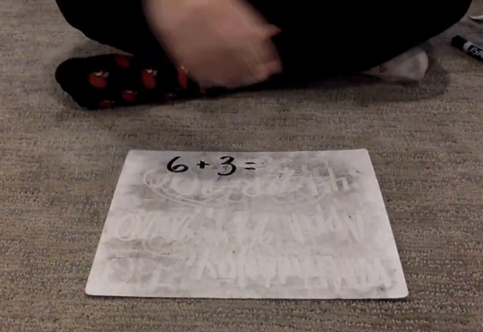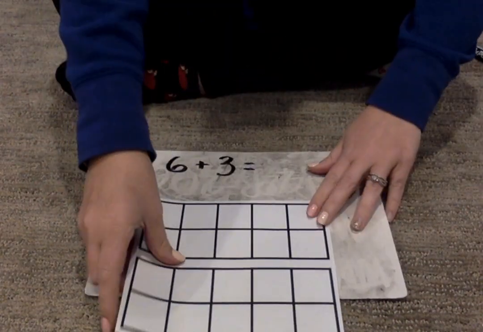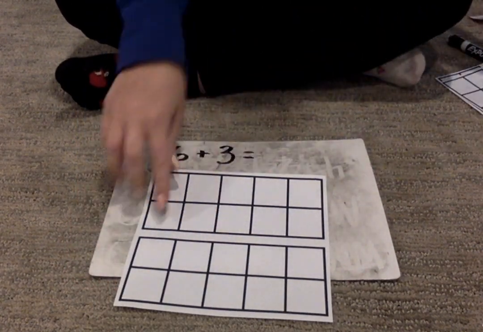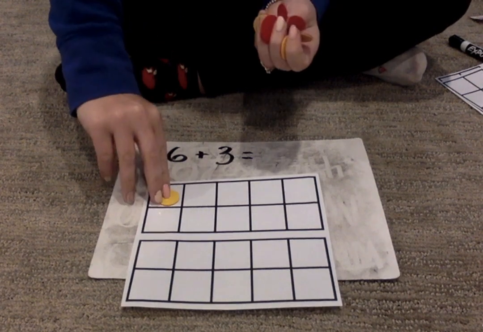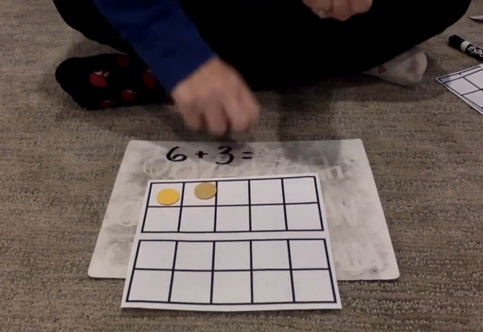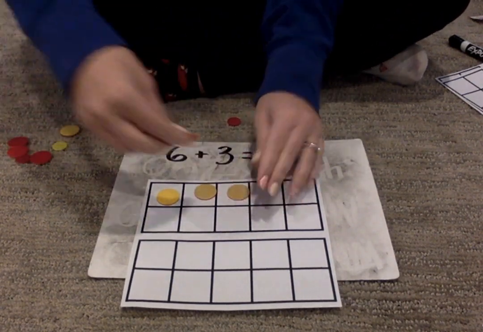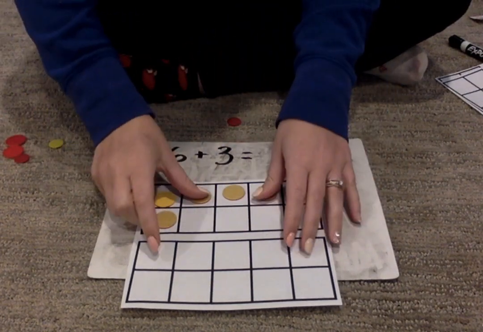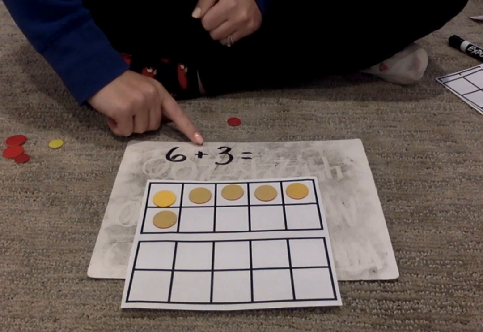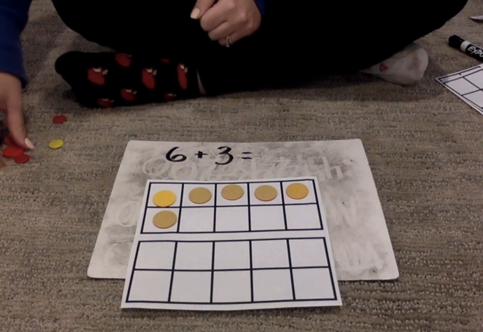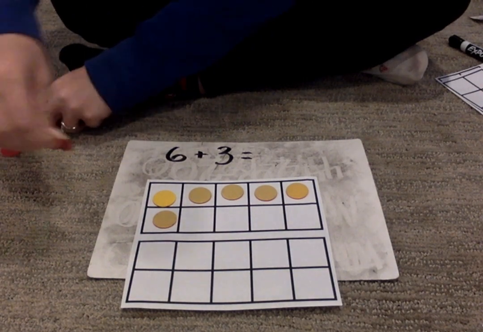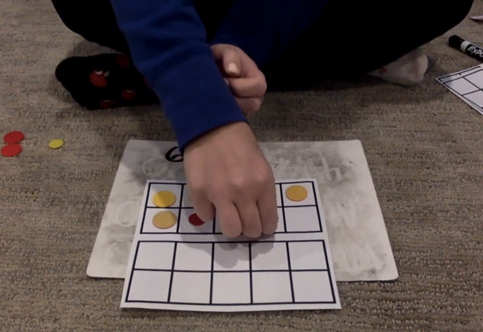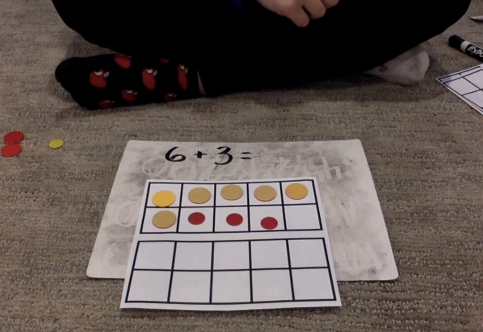6 plus 3. So I have a 20 frame actually. And first I'm going to put 6 because I started with 6. 1, 2, 3, 4, 5, 6. And then it says plus, so that means I'm adding more. So I'm going to add 3 more. And I'm going to do a different color so it's easy to see. 1, 2, 3.